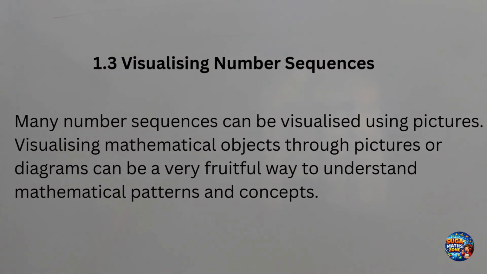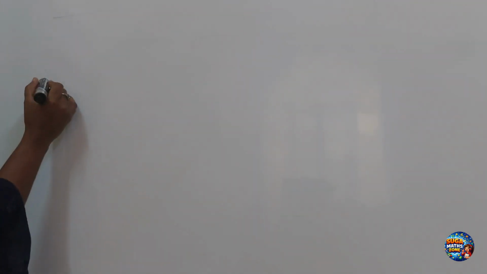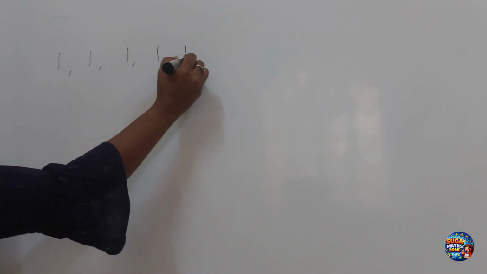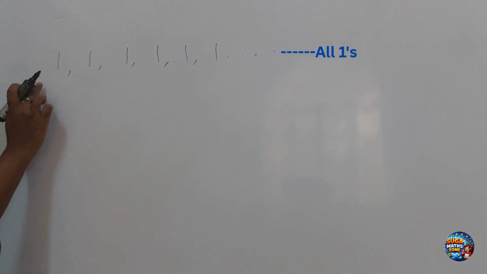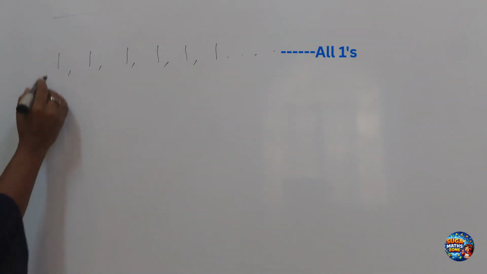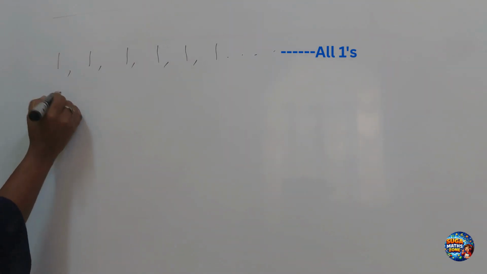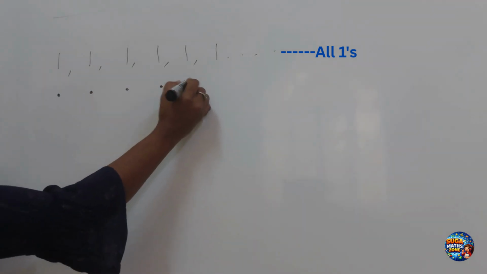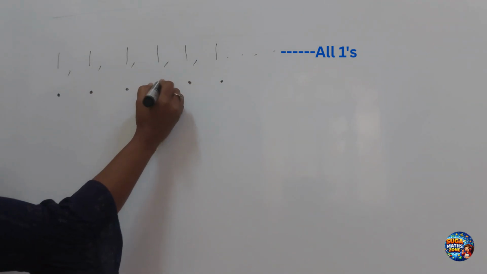So here we are going to see the 7 visualizing number sequences, using dots. First one is all ones. We already know about that. All ones means every number is one: 1, 1, 1, 1, and it will go on. So this is the number pattern we already saw in the last videos. Here we are going to see the visualizing number sequences, so I am using dots to represent the sequences. 1 means we are using 1 dot. This is all ones. Then next one is counting numbers.